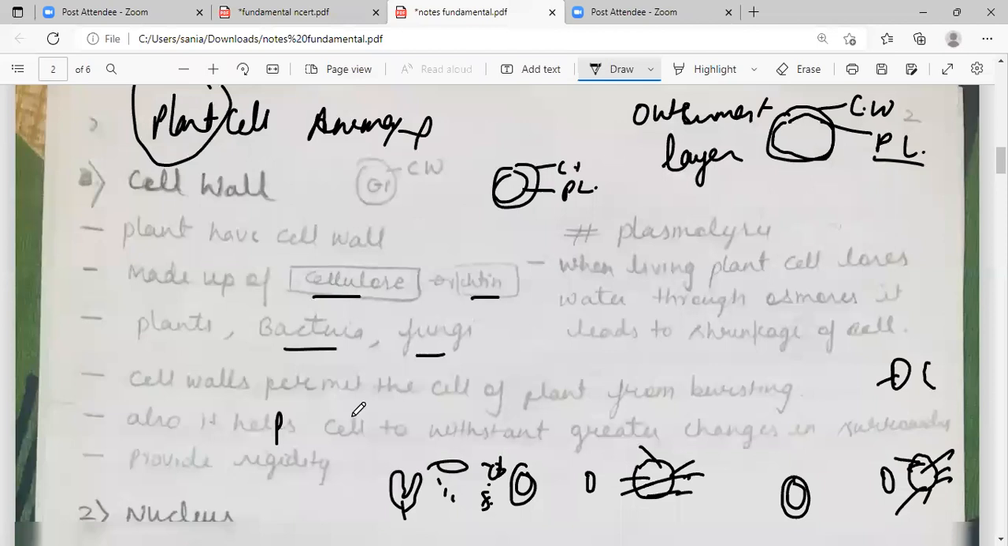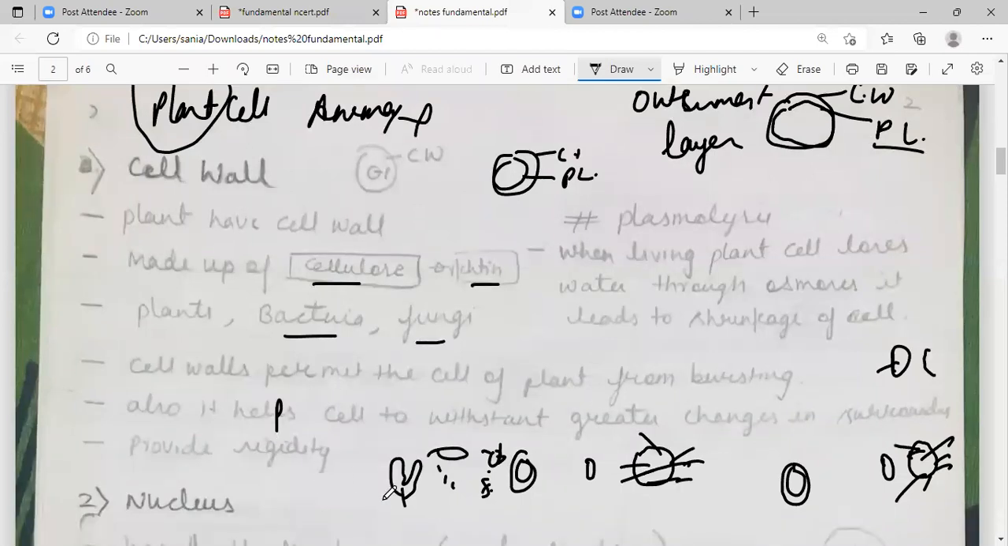Okay. And it provides rigidity. You have always seen a plant stand like this, right? Have you ever seen the plant lying on the ground? No, the plant is always firm and still. Because of this cell wall, which provides rigidity to the plant, it remains still. Clear? Justin, clear? Yes, ma'am.